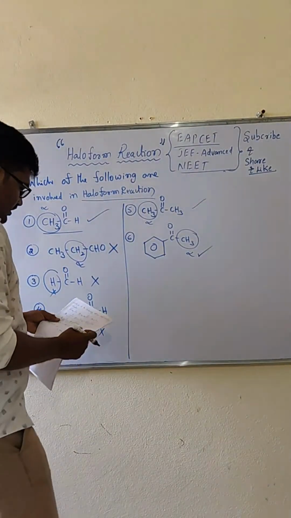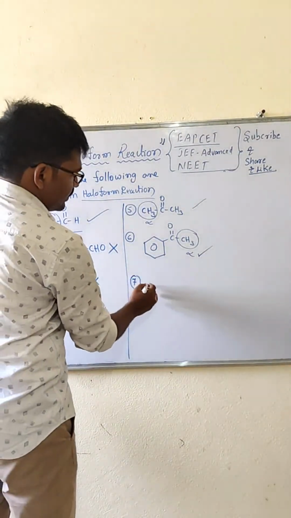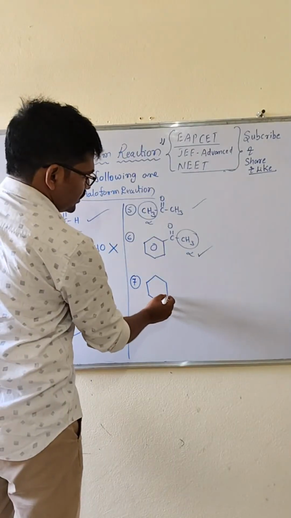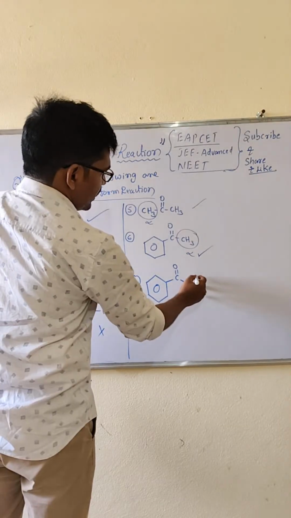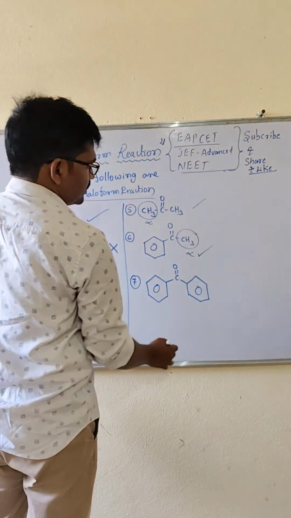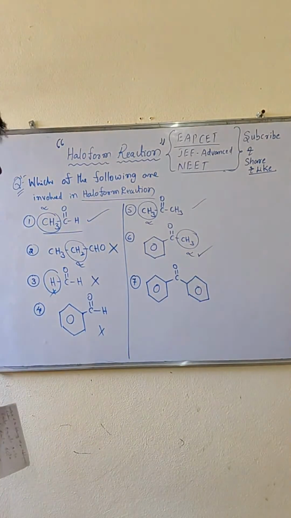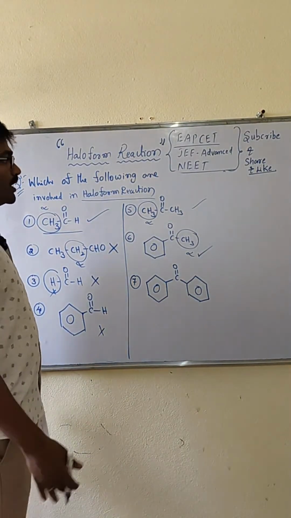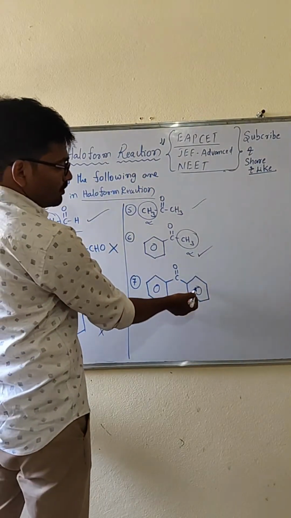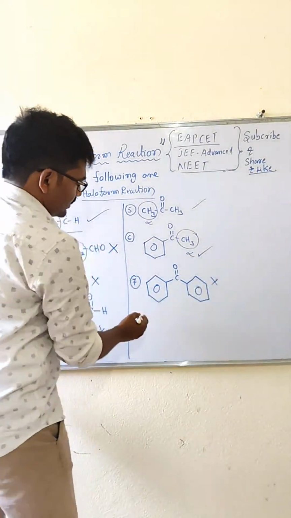Next, the seventh one, look at it, my dear students. Benzene attached with C double bond O, then benzene attached again. This we call benzophenone. Is that involved in the haloform reaction? No, it won't be involved in the haloform reaction because alpha methyl groups are not there, right?